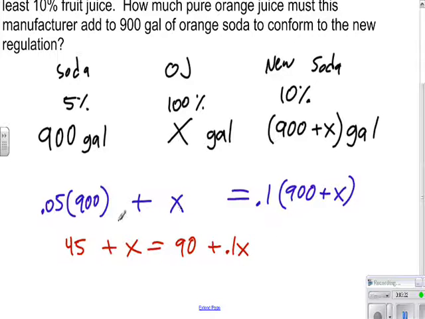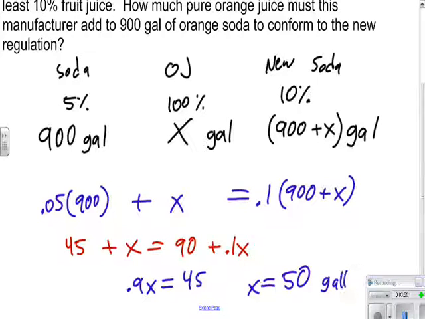So this is an equation with only one variable, so let's move our number to the right. We'll get 45 over here. When we subtract 45 from 90, we get 45. Move our 0.1x over, so we'll get 0.9x on the left. Divide by 0.9, we get x equals 45 divided by 0.9 is 50. So we need to add 50 gallons of orange juice.